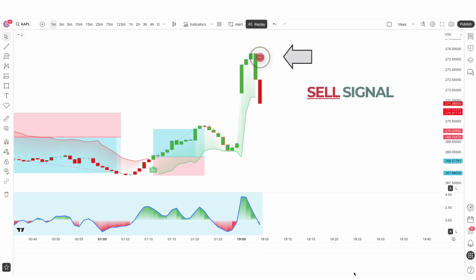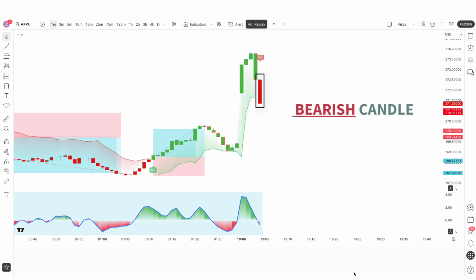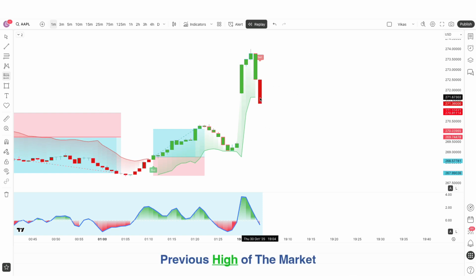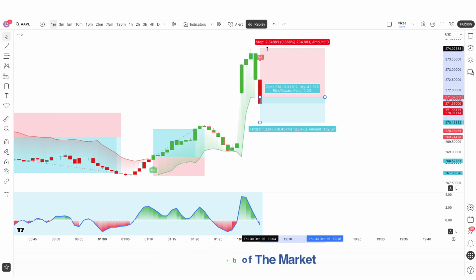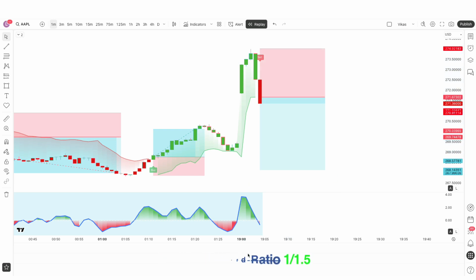Here the swift trend indicator gives us a sell signal. Here the blue line of trend flex oscillator is below the zero line. Here the market has made a bearish candle to give confirmation. So all our conditions are being fulfilled, so we are placing an order to sell. Our stop loss is to be placed at the previous high of the market. And the risk to reward ratio will be 1:1.5.